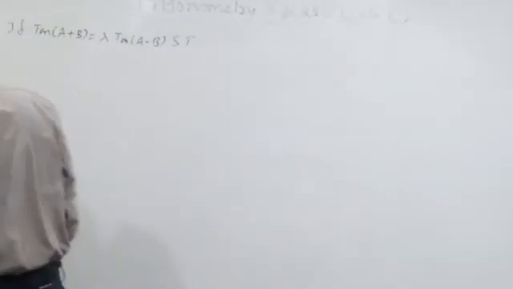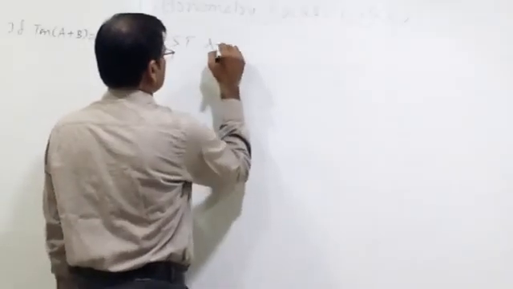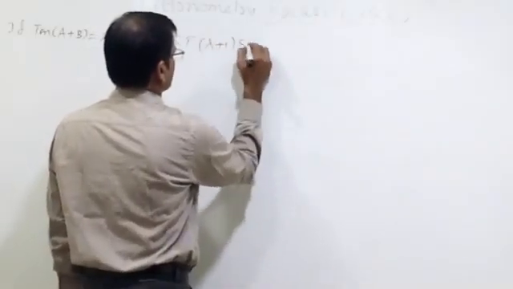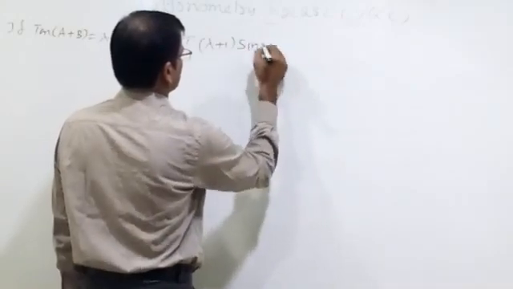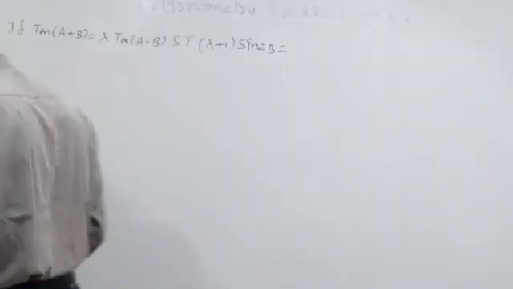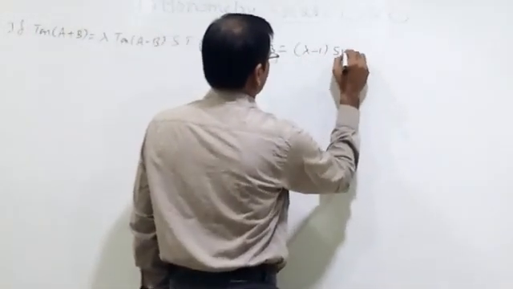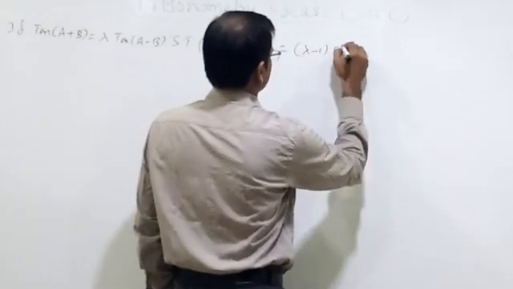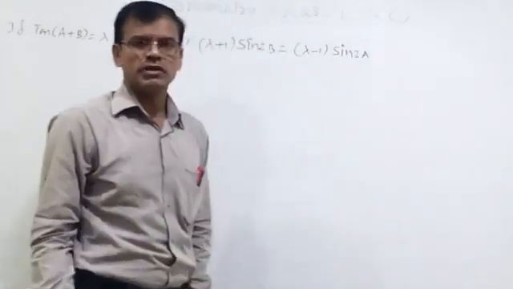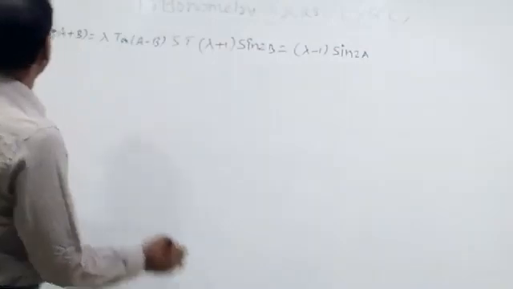show that (lambda plus 1) into sin 2b is equal to (lambda minus 1) into sin 2a.